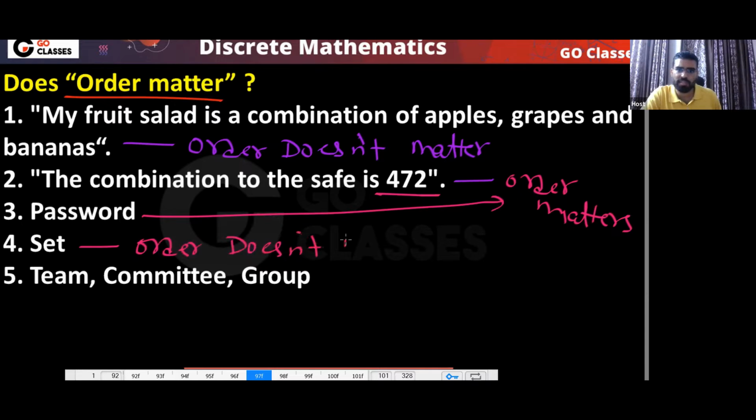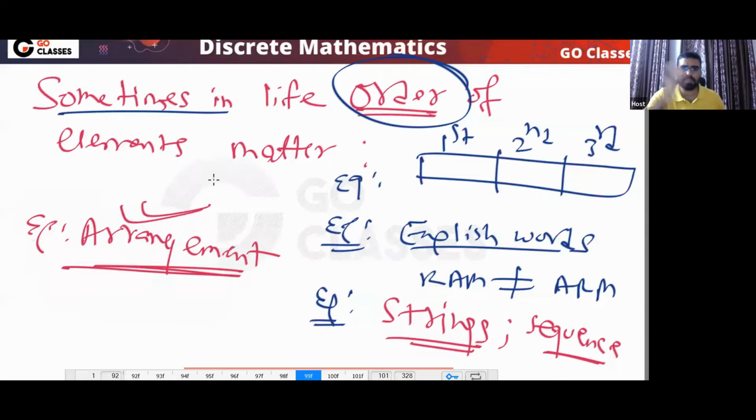So in a set, order doesn't matter. Order of elements doesn't matter. And what about in a team, committee, group? There also order doesn't matter. Yes or no? So you can notice sometimes in life it is important that order matters.